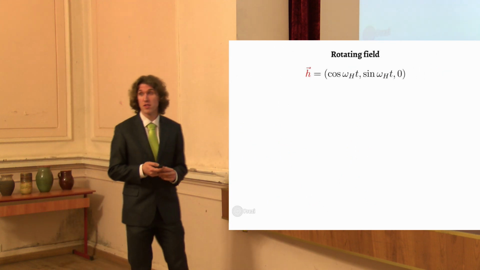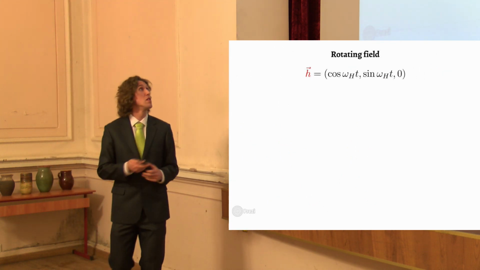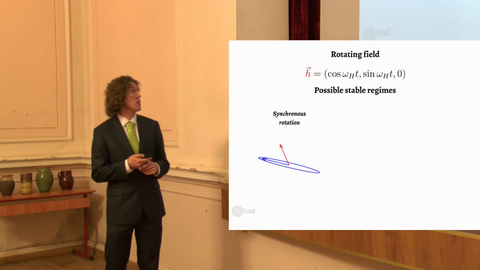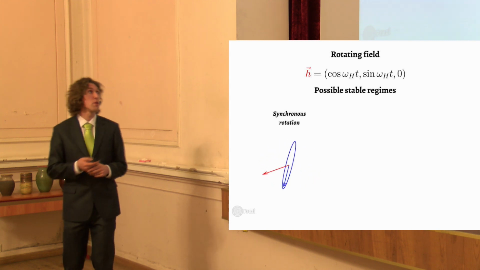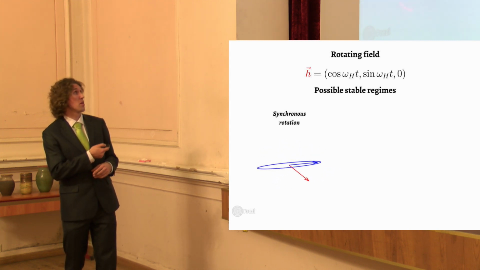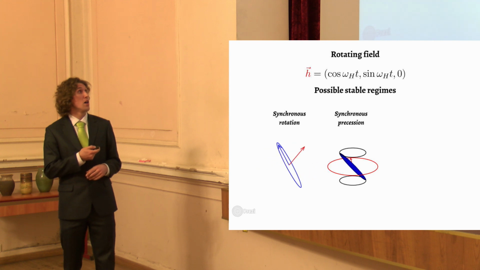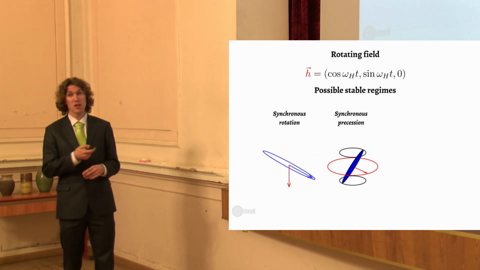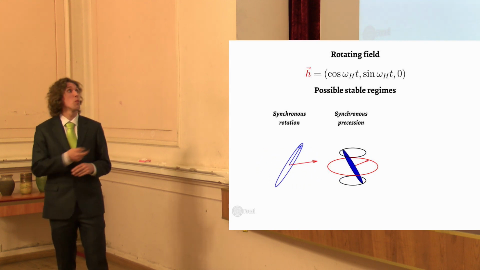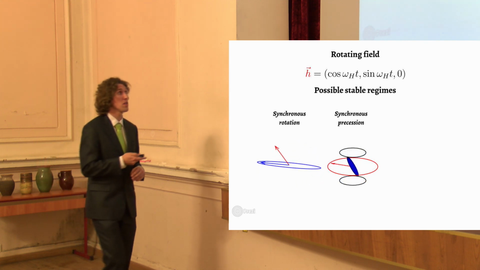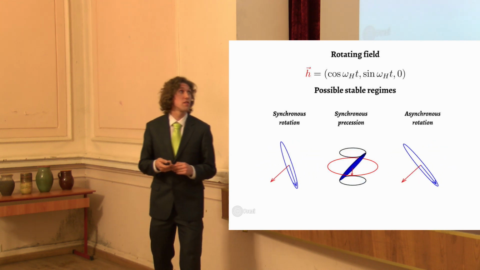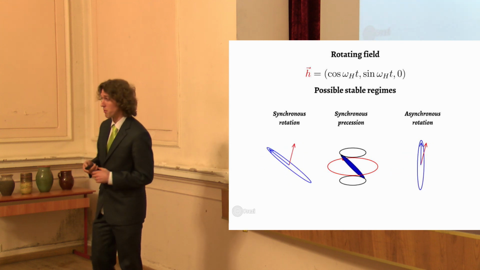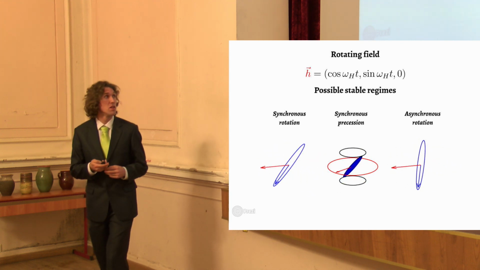If we put this particle, with this Stoner-Wohlfarth model, in a rotating field, then there are three possible regimes: synchronous rotation with the magnetic field, precession in this field when the magnetic particle goes out of the plane where the external magnetic field rotates, and the third situation is asynchronous rotation of the magnetic particle.